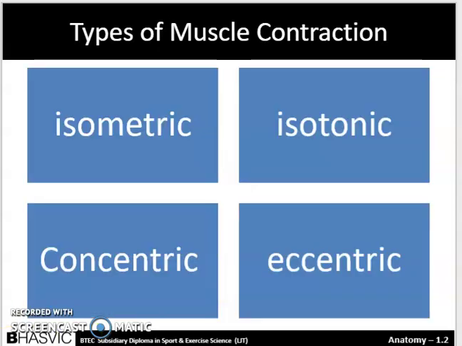Types of muscle contraction. An isometric contraction is when the muscle does not change length or shape. This type of muscle contraction is good to help maintain strength.